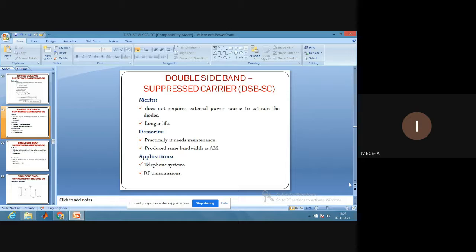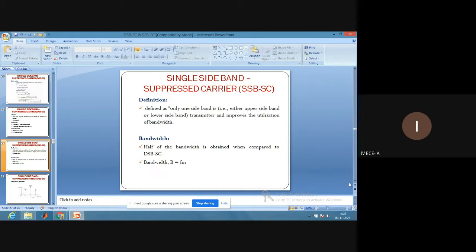Let us discuss the merits and demerits of this modulator. It does not require an external power source to activate the diodes. Longer life. Demerits: practically it needs maintenance, and it produces the same bandwidth as AM. Applications: telephone systems, RF transmissions.